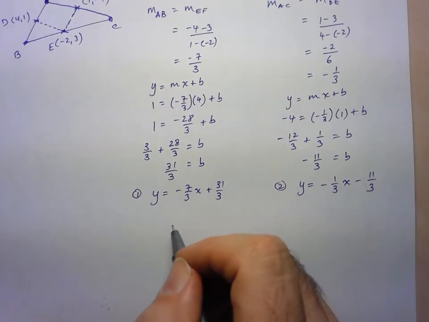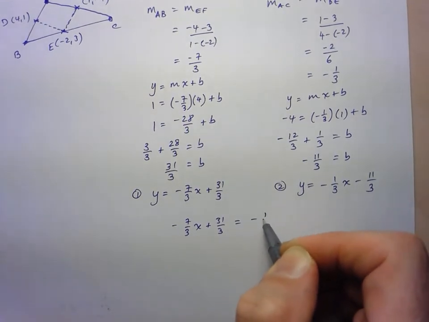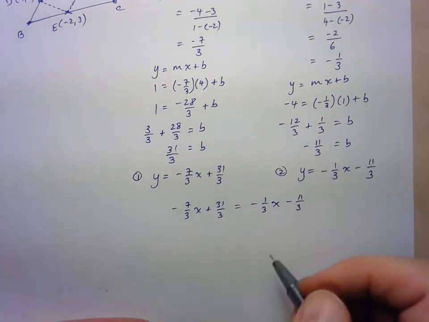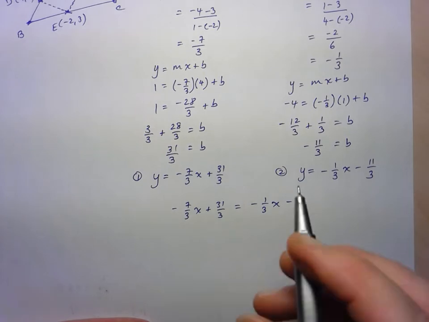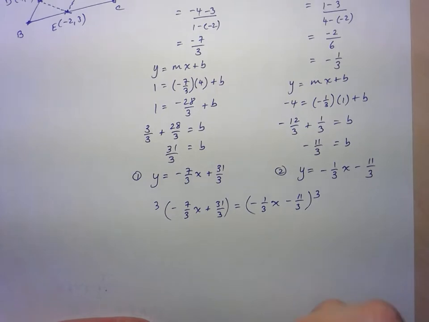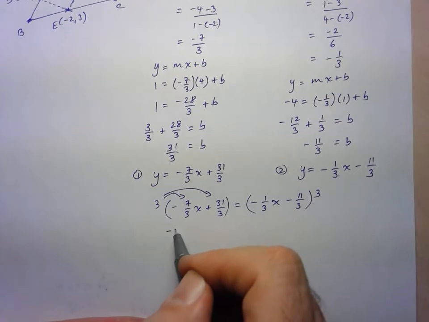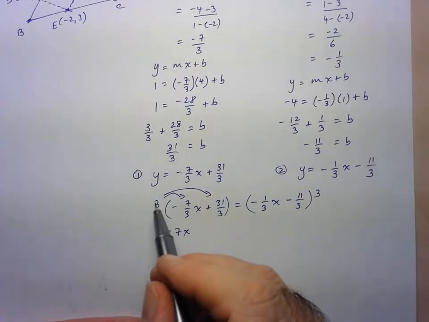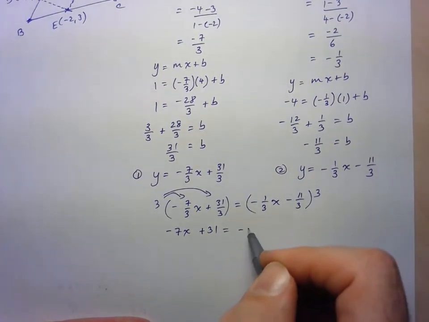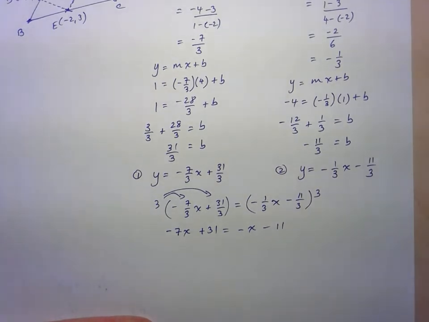So we have negative 7/3 x plus 31 over 3 equals negative 1/3 x minus 11 over 3. The easiest way to solve this is to start by eliminating all those denominators. So I will multiply both sides by 3, and that'll give me a much easier equation to solve. When I distribute, the 3's reduce, so I have negative 7x. Again the 3's reduce, so plus 31 equals, again 3's reduce, so negative x minus, and I'm just left with 11, and that's a much easier equation to solve.